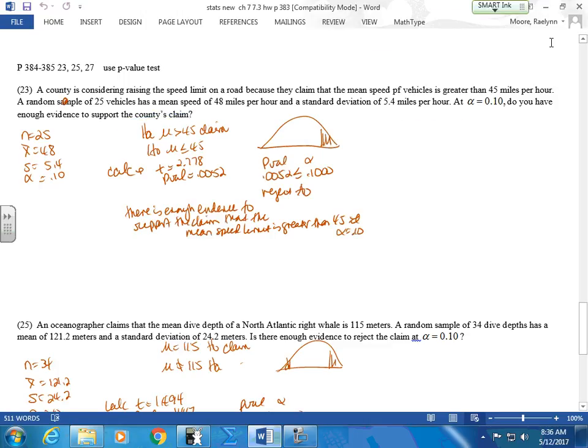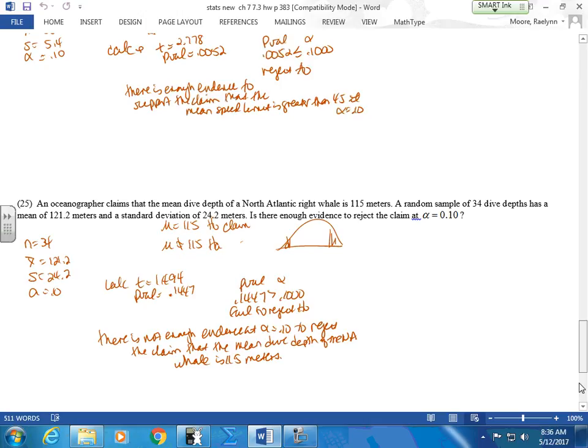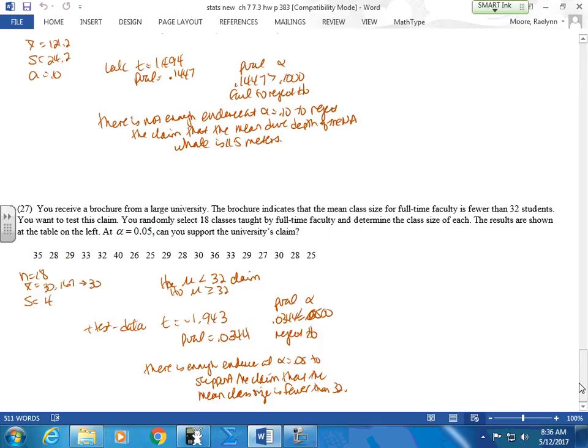Okay, one last one, guys, real quick. Oh, I didn't do 20. Oh, there's 27. So for 27, you have to go to your table. That's what was nice about this. Do your L1 thing, one-var stat L1. Pull out your mean. Pull out your sample standard deviation. And then plug it into your calculator. The brochure indicates that it's fewer. This is less than 32. So again, I'm using my support. This is an HA. I'm supporting. Make sure you use your mean and your sample standard deviation.